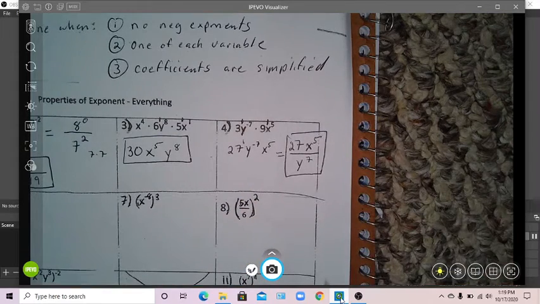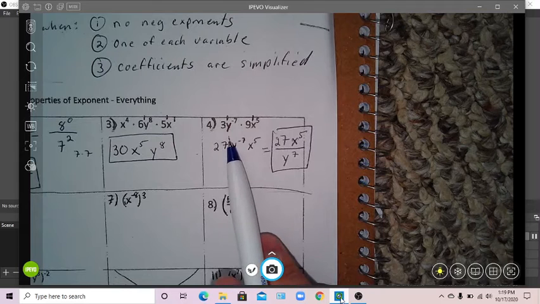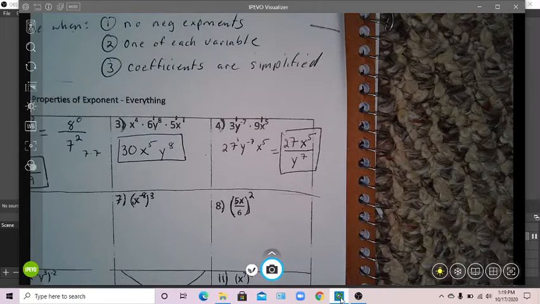Okay, so if you're asking why didn't I write the 1 on the 27? Well, 27 to the 1 power, what's that? That's just 27. So I just left it as 27. Okay, I think I'm going to do the first 10 with you.